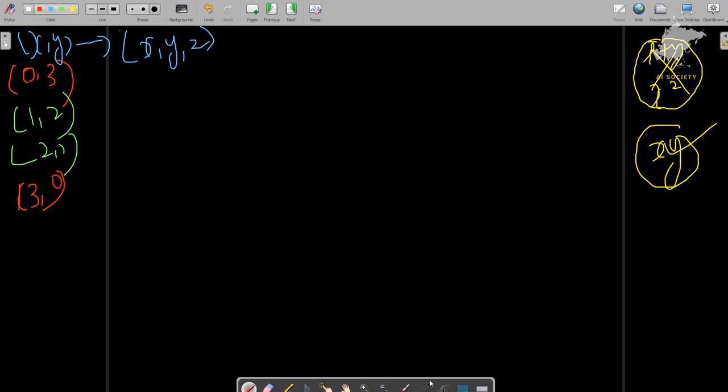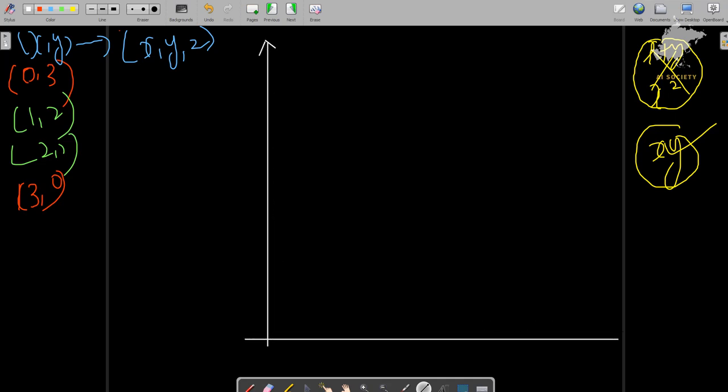So let's say this is our axis. This is the z axis, and this is the x axis, and we need a y axis, right? So let's say this is the y axis. This is a 3-dimensional plane, right? This is the y axis.